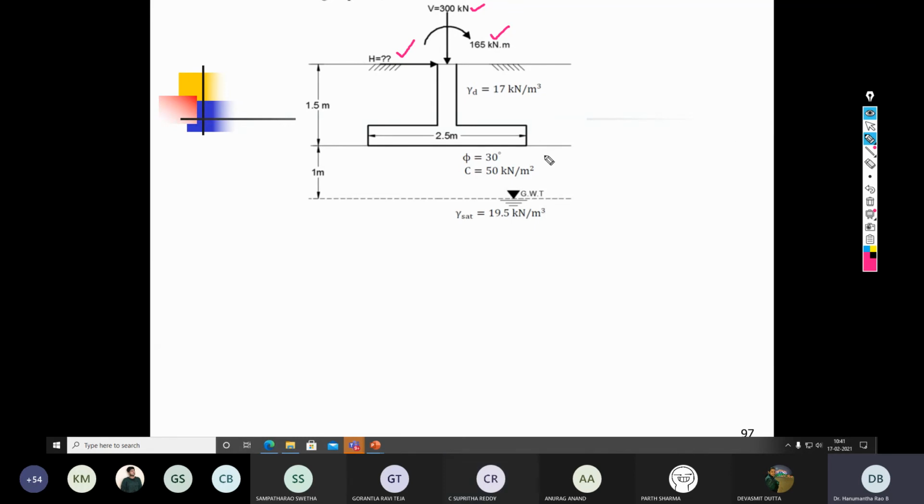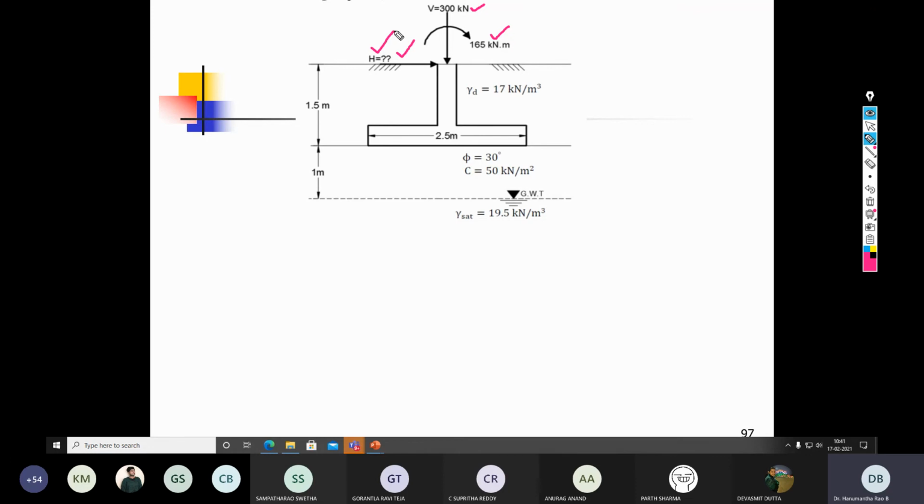So one of the simple solutions here is, see, when you say moment, sir, but H is unknown. That is true. You are asked to determine the H. But if you look at all the previous tutorials or our class discussions, nowhere did we discuss the horizontal force.